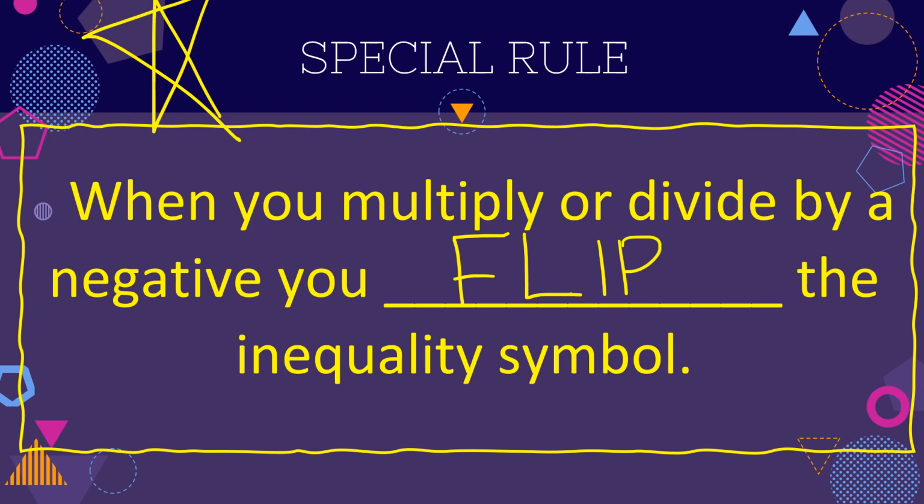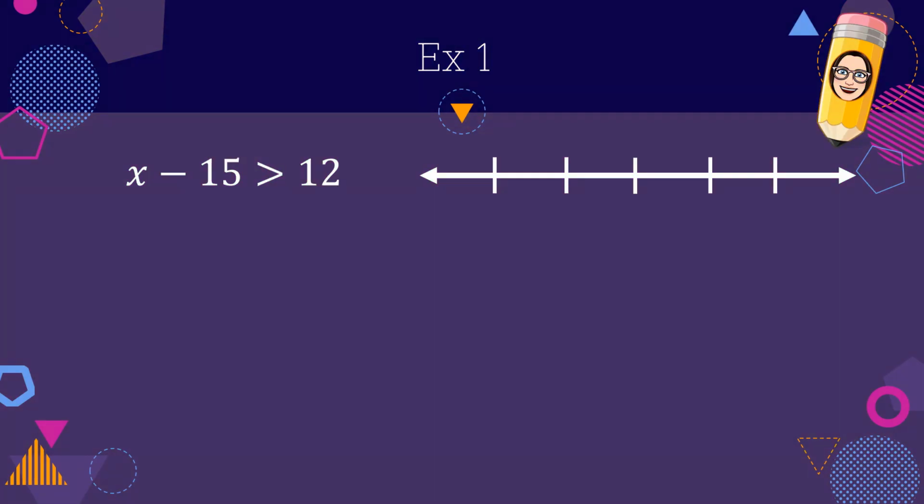If you would like to get into more of the why does that happen, I can certainly provide some extra examples individually. But for right now, I just need you to work on memorizing this rule. So let's jump into solving so we can see all these rules in action.